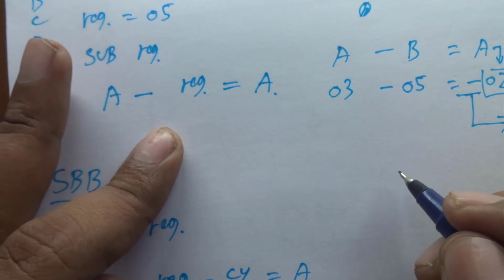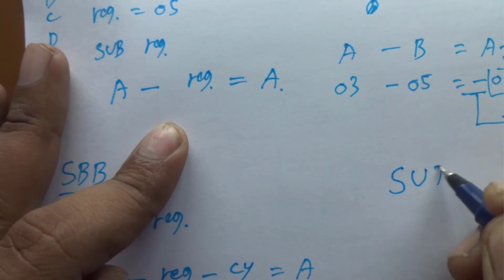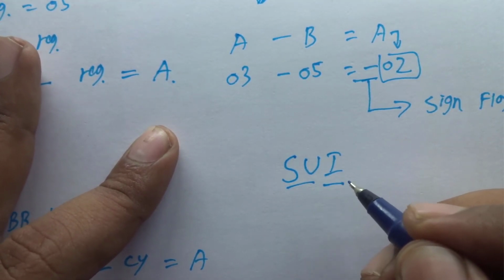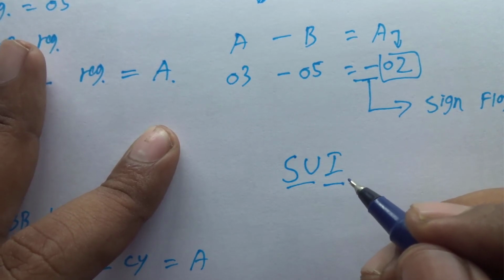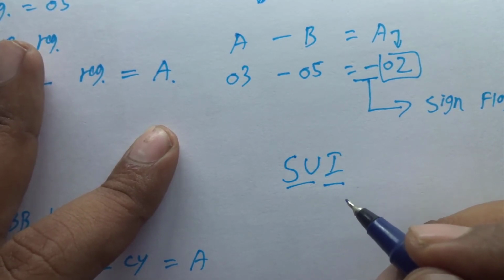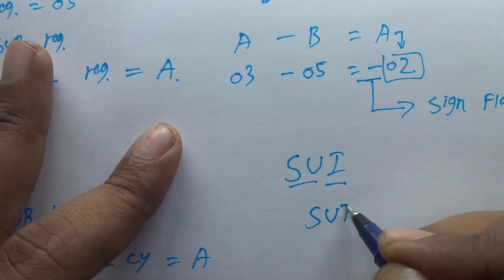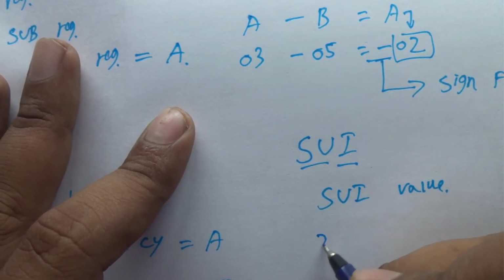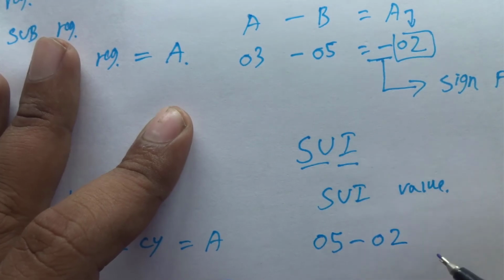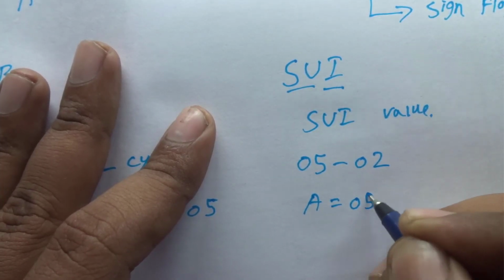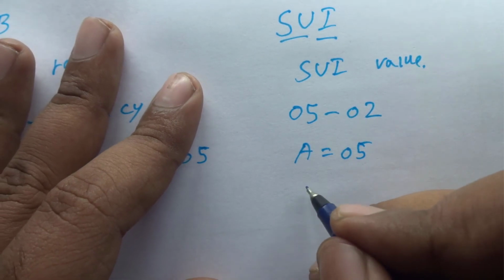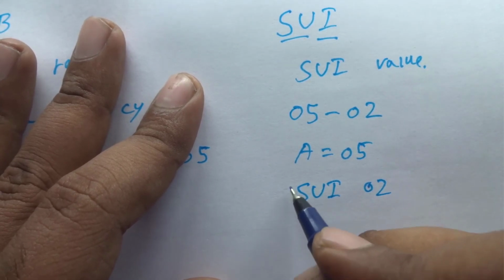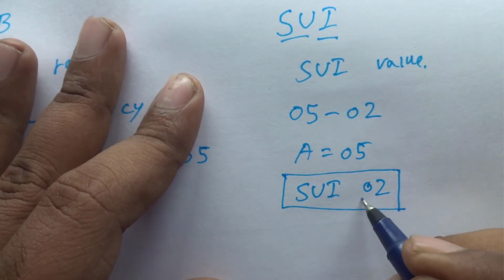The next is the immediate addressing mode, SUI, subtraction immediate. In this immediate addressing mode, instead of mentioning the registers, you mention your operand directly in your instruction. So SUI, your value. Now I have to perform a subtraction operation for 05 minus 02. In the accumulator you have to load 05. Then the instruction SUI 02. You can mention your operand directly in your instruction.